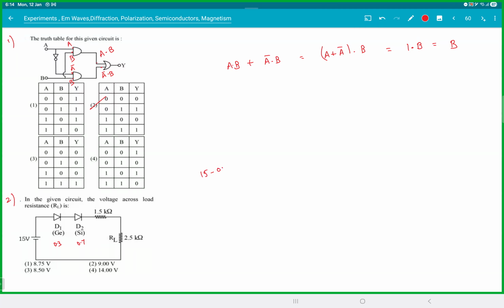So 15 minus 0.3 minus 0.7 minus 4 kilo ohms, 4 into 10 power 3 into I is equal to 0. So we get I equals 14 by 4 into 10 power 3. So the voltage across the load resistance will be 14 by 4 into 10 power 3 into 2.5 into 10 power 3. That would be 7 by 2 into 2.5, which is 8.75.